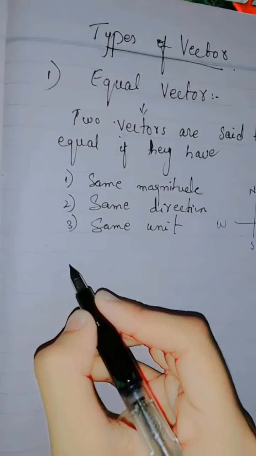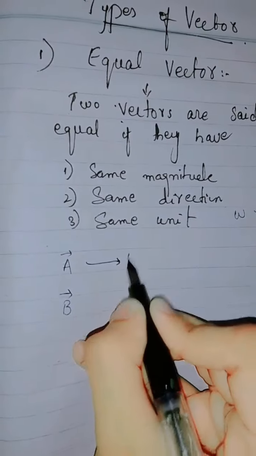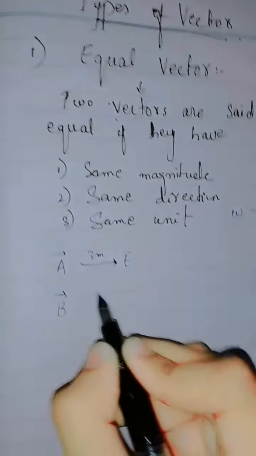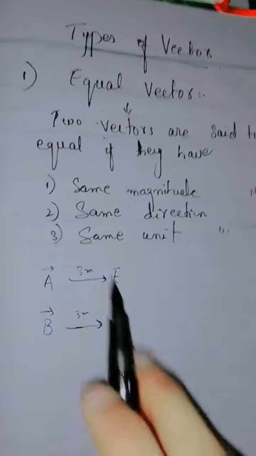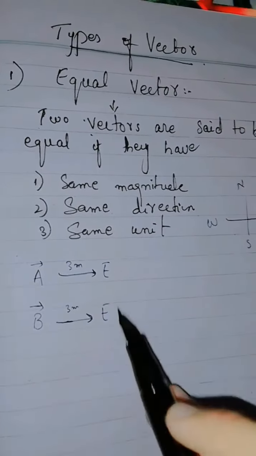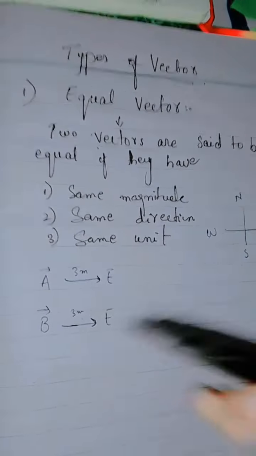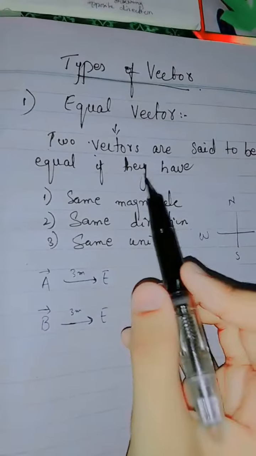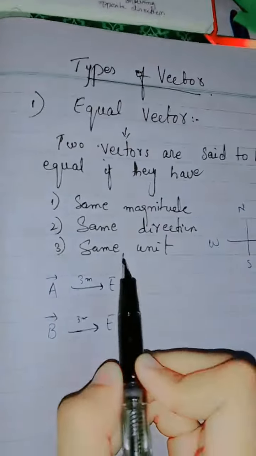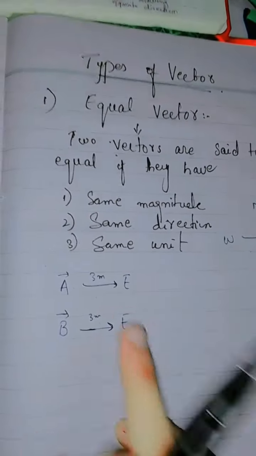Now for example, if there are two vectors, one is vector A, second is vector B. It has a direction of east and is 3 meter, and it also has a direction of east, 3 meter. Now here there are two vectors, their direction is same, their magnitude is same and their unit is same, so they are called equal vectors. Two vectors are said to be equal if they have same magnitude, same direction and same unit.